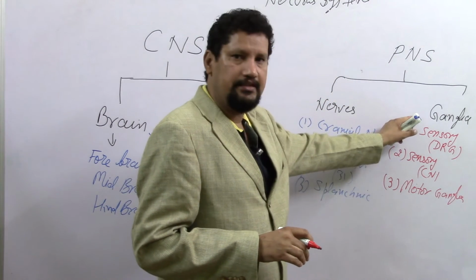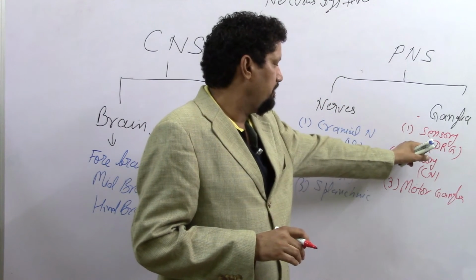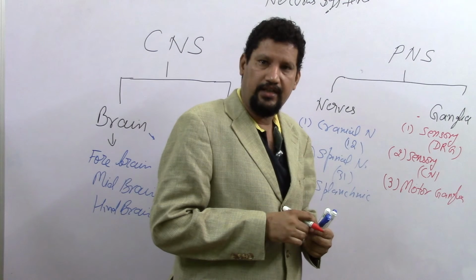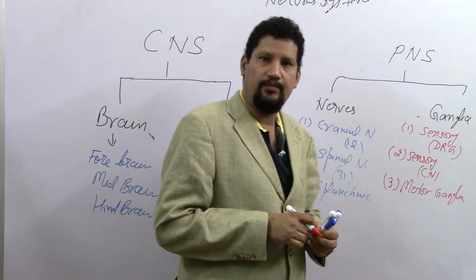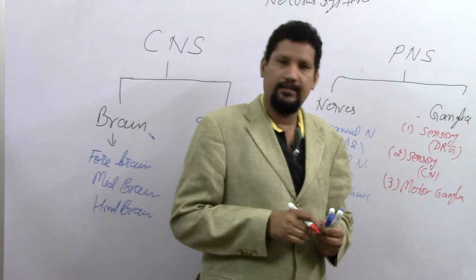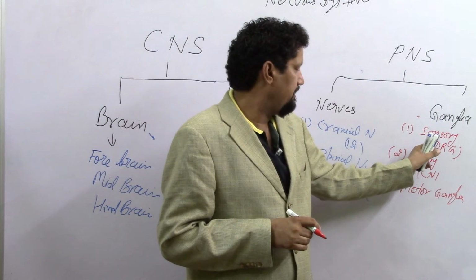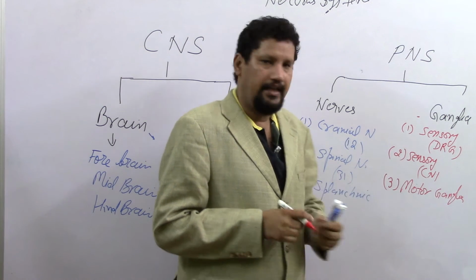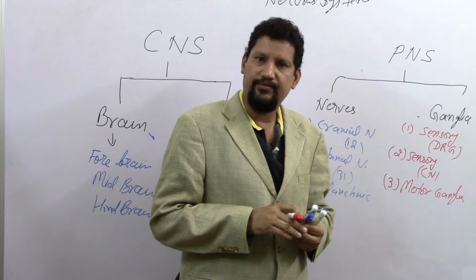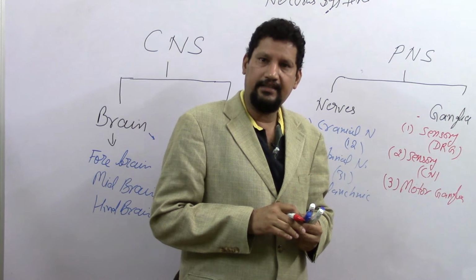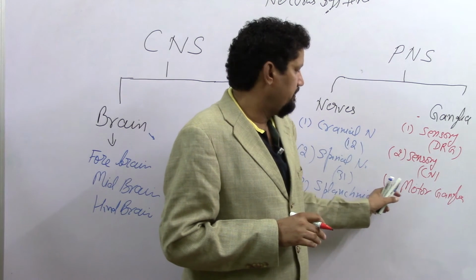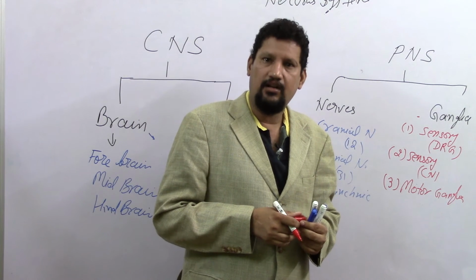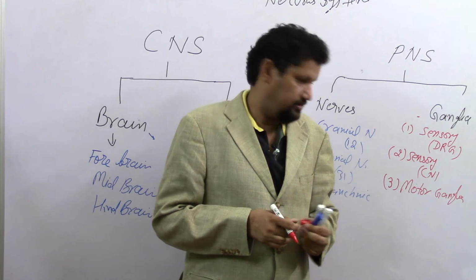So ganglia are sensory, related to the dorsal root ganglia of the spinal nerves. These are 31 pairs of dorsal root ganglia. All sensory fibers coming from the periphery will have their cell body in the dorsal root ganglia. The sensory ganglia of cranial nerves are related to the 5th, 7th, 8th, 9th and 10th cranial nerves, and the motor ganglia are autonomic ganglia related to the postganglionic parasympathetic or postganglionic sympathetic neurons.